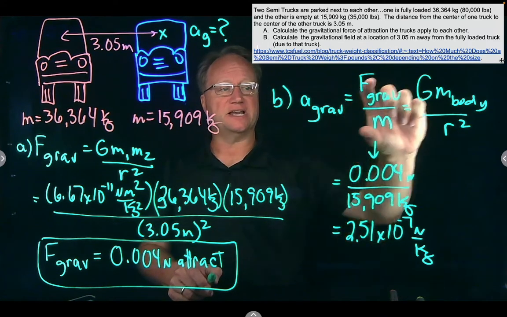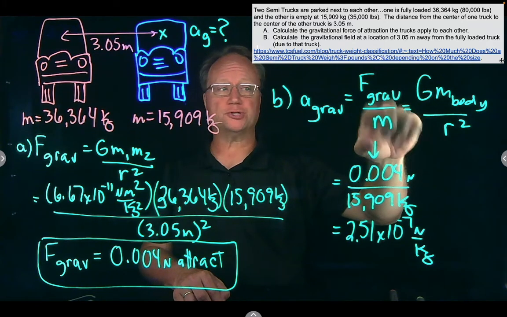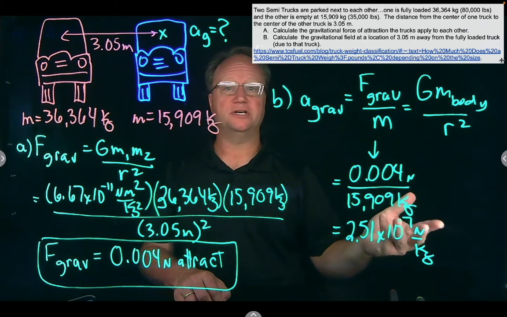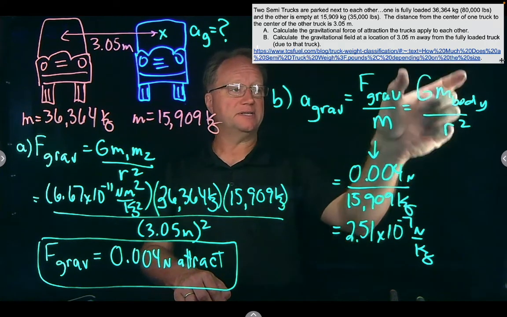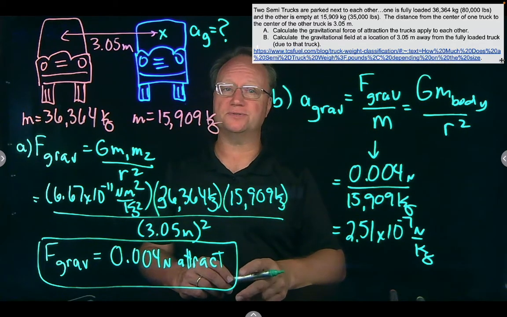So then, kind of in summary on our gravitational field equation, if you know the force, that's going to be the shortest way. If you only want to calculate the value of gravity at some location, but you don't have an object there, the second equation is going to be probably the one that you need to use.